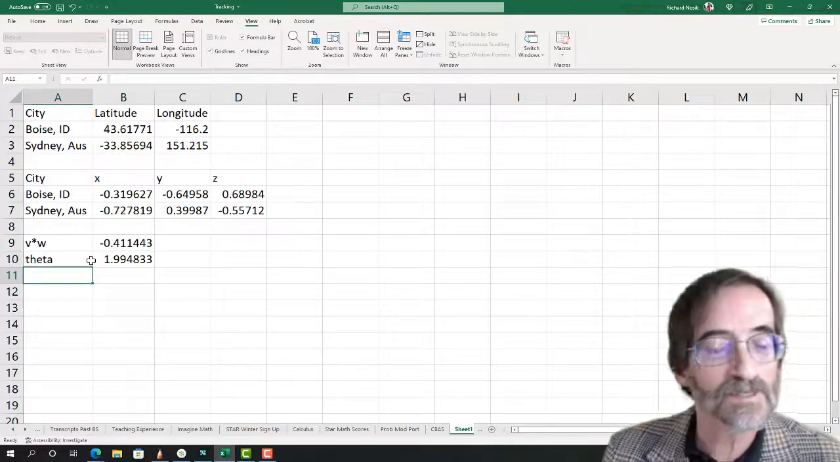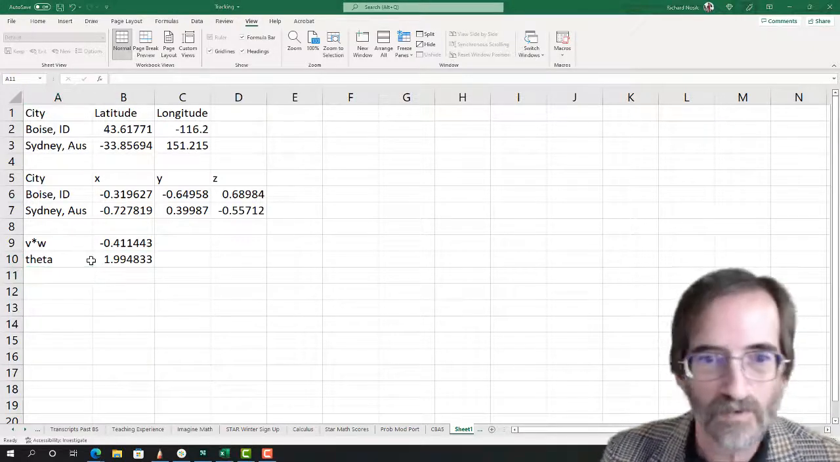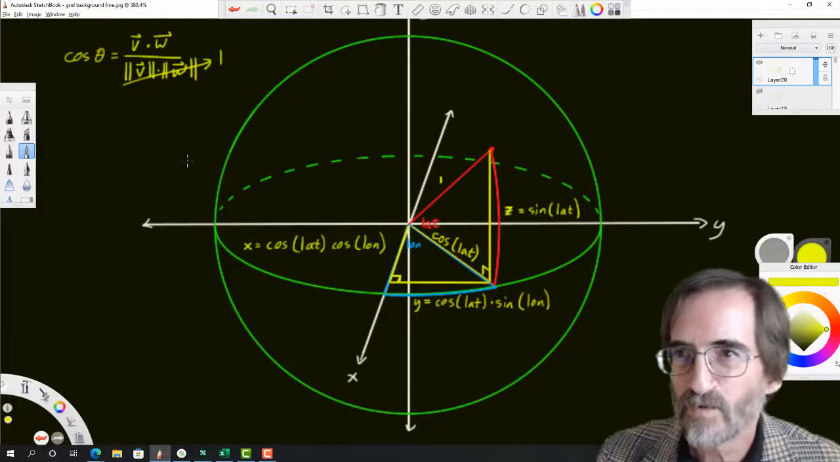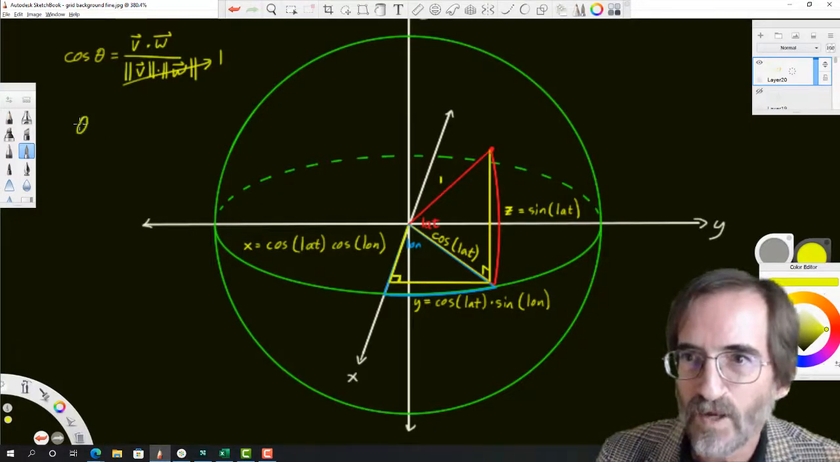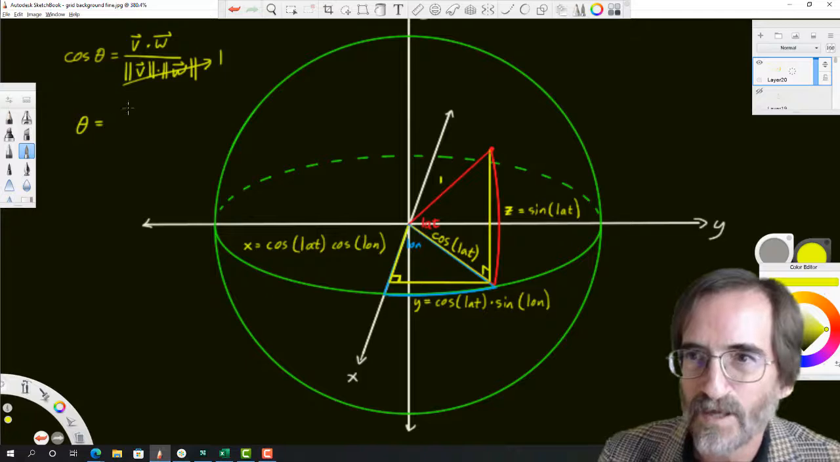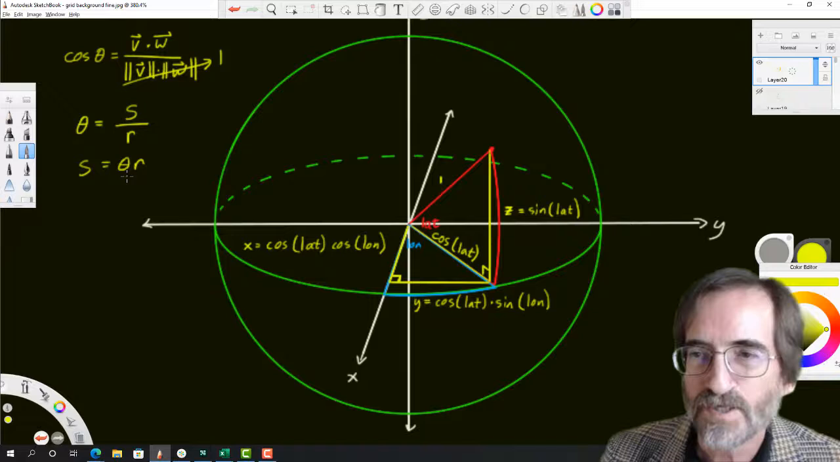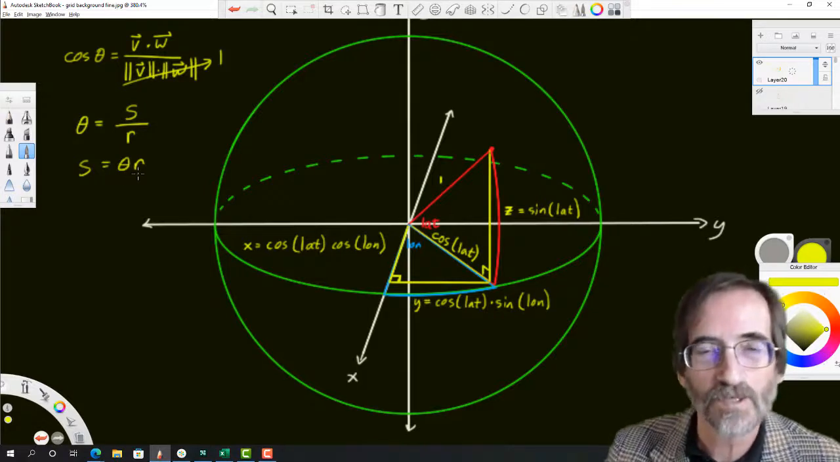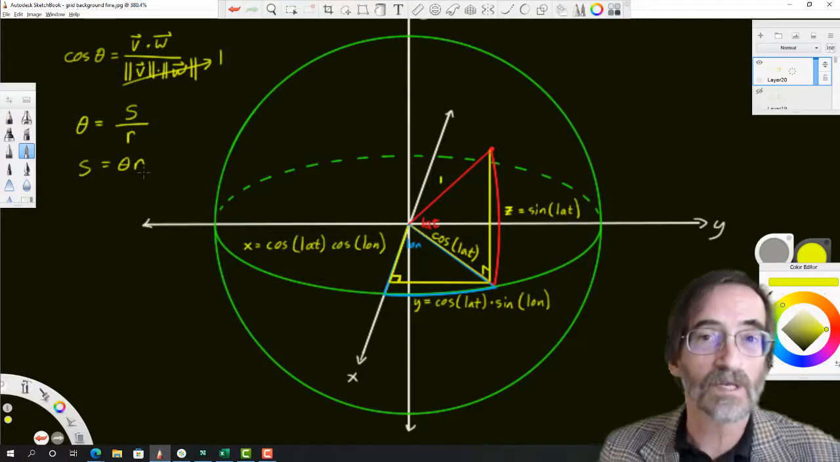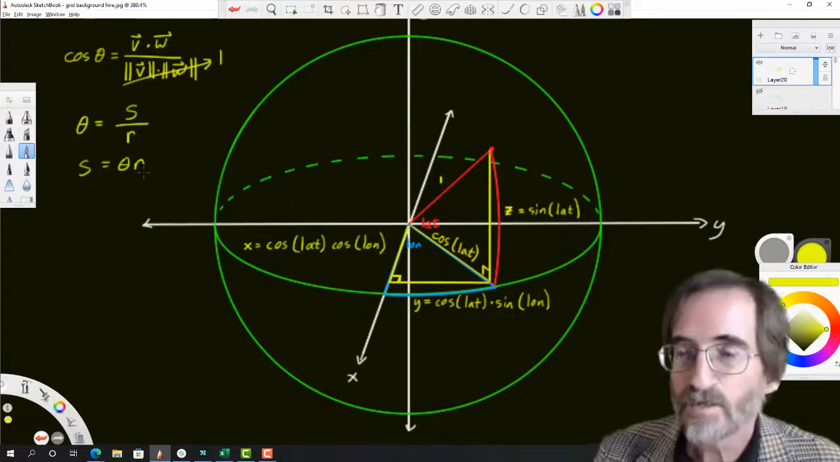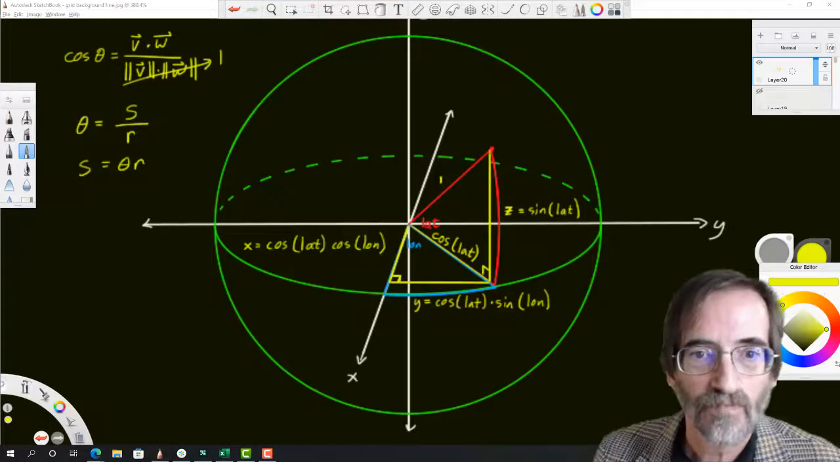Now to find the distance, all we need to use is this formula. You remember theta in radians is defined as arc length divided by radius, right? Or arc length is theta times r. So take the angle in radians, multiply by the radius. So what we need now is the radius of the Earth. So let's look that up.